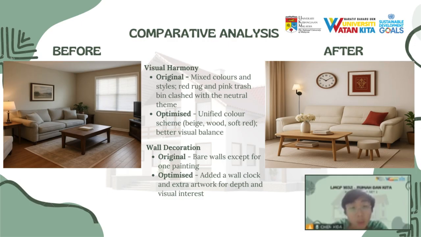So, according to the picture, we can make a comparative analysis. In terms of the visual harmony, the original space featured a mix of classic colors and styles, and it disrupted the room's balance. In contrast, the optimized version adopts a more unified color scheme of wood and soft red, creating a visually clear and cohesive environment.